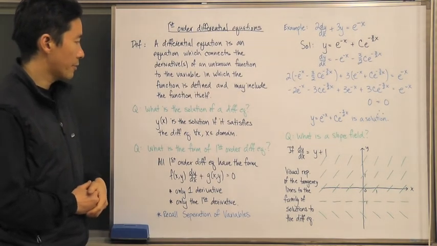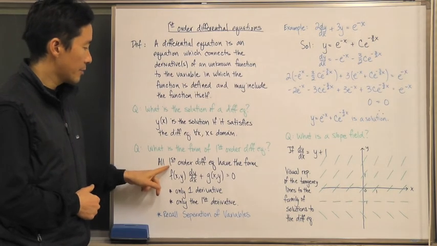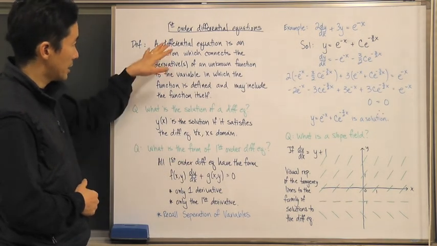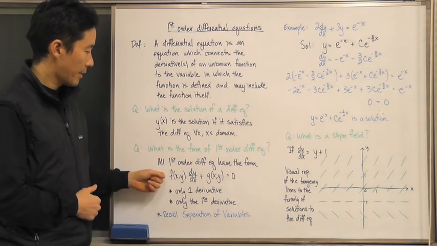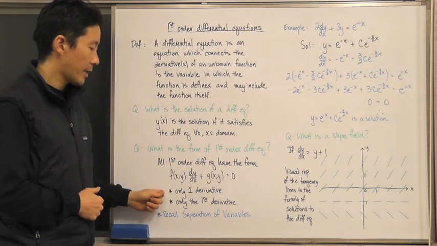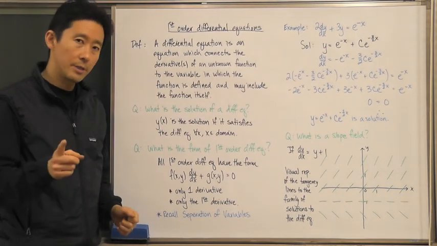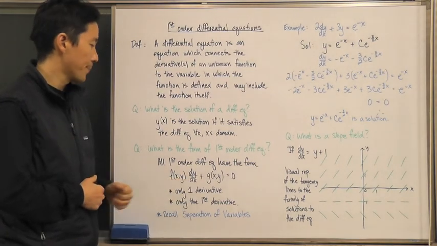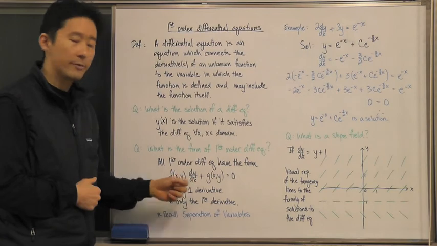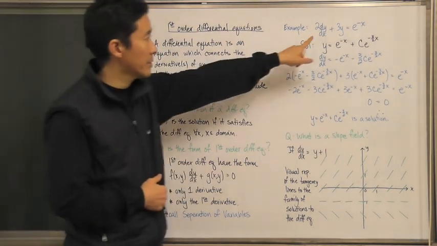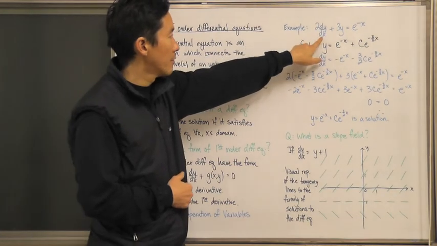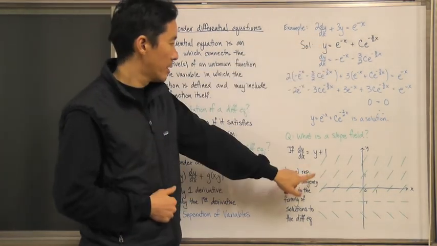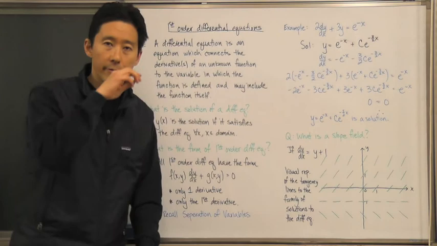Now, what is the form of the first order differential equation? The first order differential equation, not just a differential equation, but a first order differential equation, is going to have this form here. And the thing that we have to recognize is that there's only going to be one derivative, so this right here, and it's only going to be the first derivative. So if we take a look at these two examples here, these are examples of first order differential equations. First derivative and only one derivative.